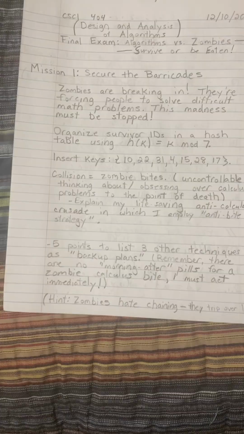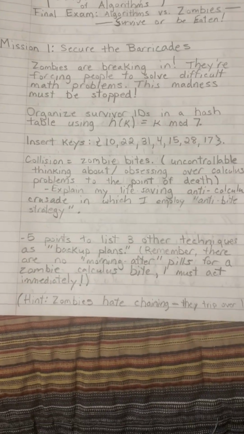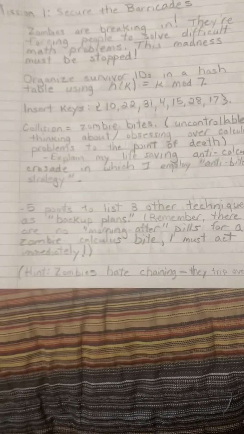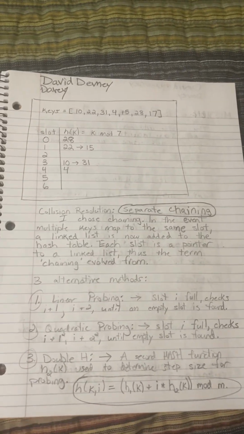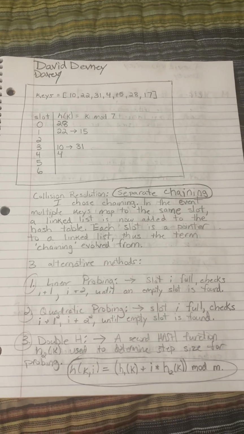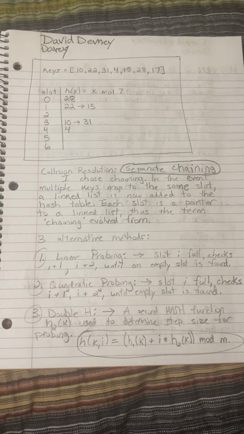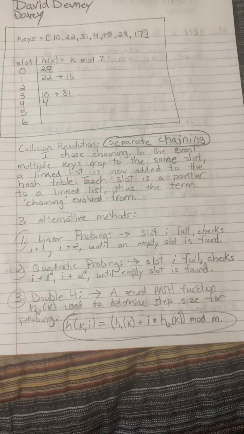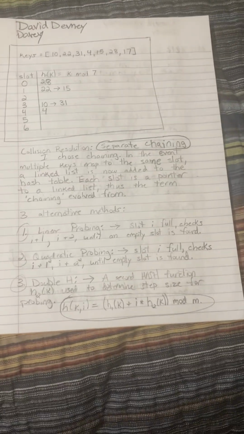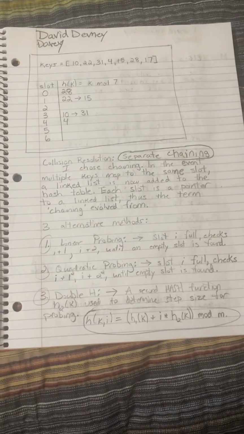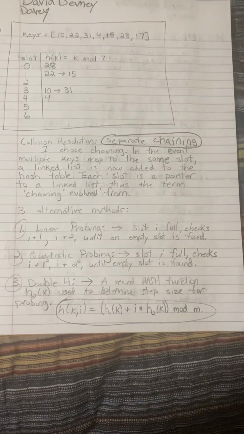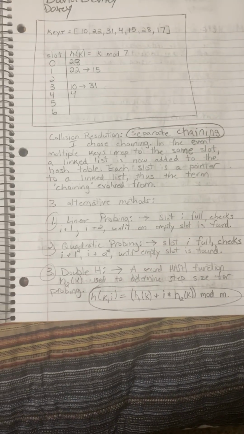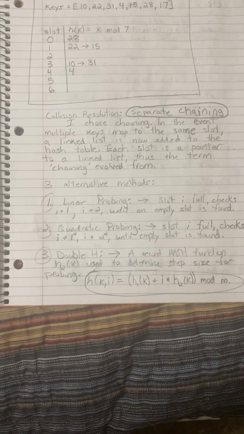So there's 7 keys to insert, and they're right there. Collisions. Right here, I used separate chaining, and I chose that because it was the first thing I thought of. Basically all the slots have a pointer to a linked list. Even if it's empty, it doesn't matter, it still exists somehow.